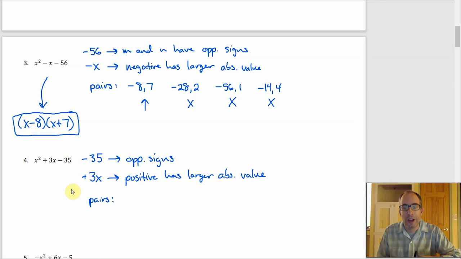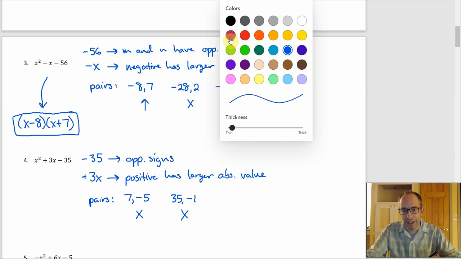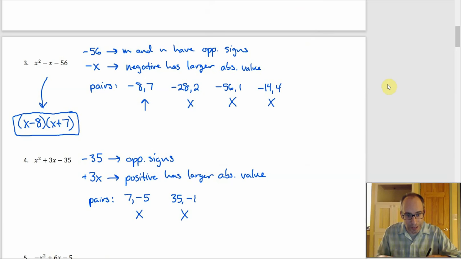So you go, okay, well, they got to be opposite signs with the positive having the larger absolute value. So maybe 7 and negative 5. You add those together, you get 2, almost, but not 3, so that doesn't work. And then the other option clearly doesn't work, because it's 35 and negative 1, and that adds up to 34, not 3. That doesn't work either. So nothing works. So what's going on here? Well, this is the situation where it can't be factored. So this, I'm going to do this in a different color just for fun. This cannot be factored.